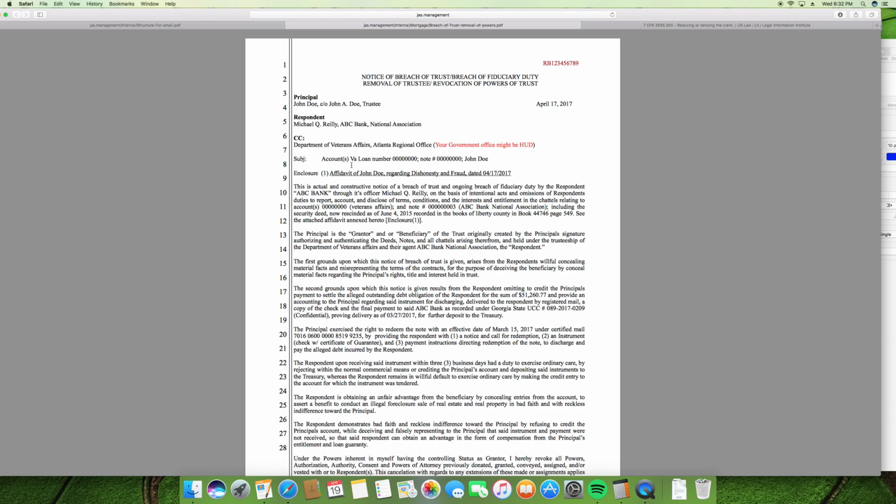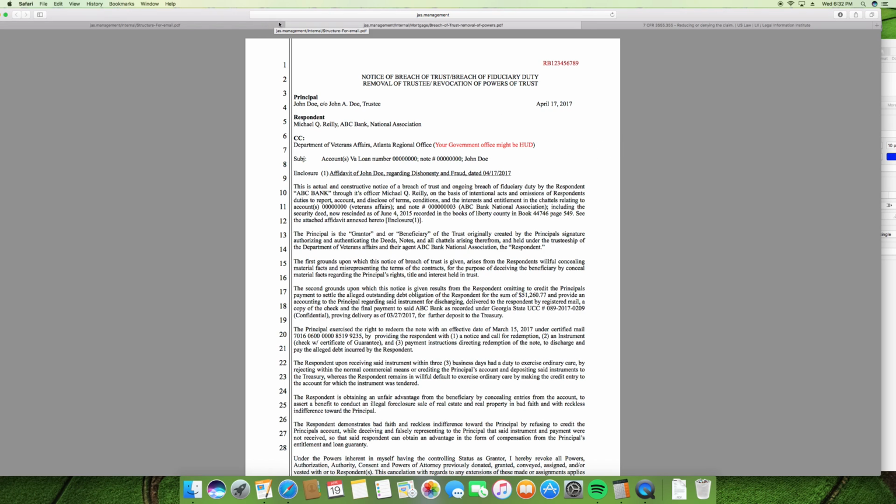Notice I got different numbers here. There's a loan number, that's the government number. There's a note number, servicer number. And then there's a guarantee number. That's a different government number. That's a United States number, the certificate of guarantee number.